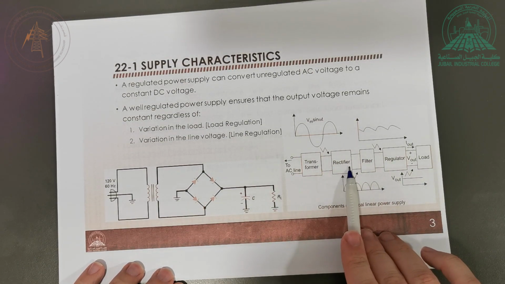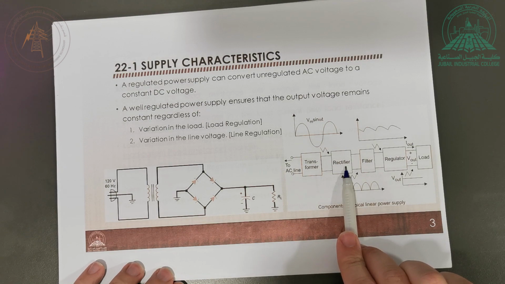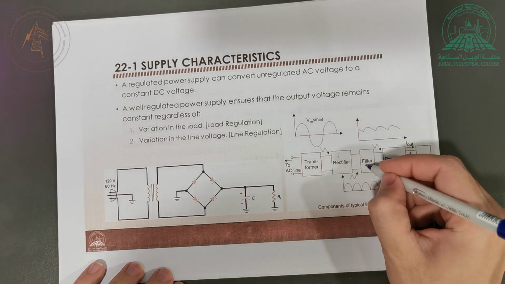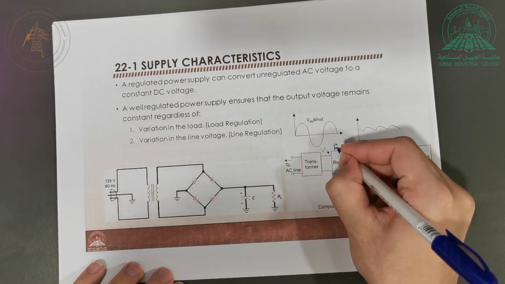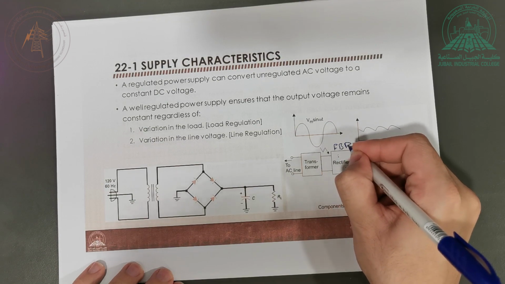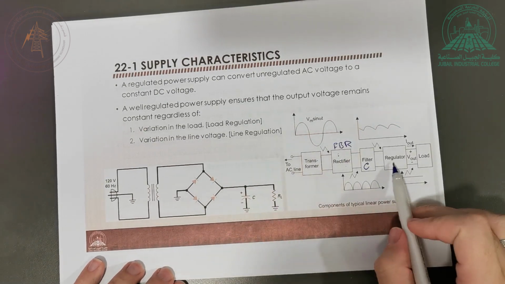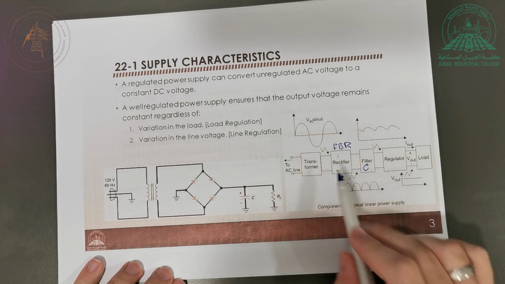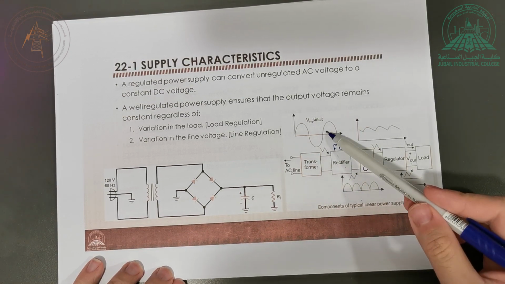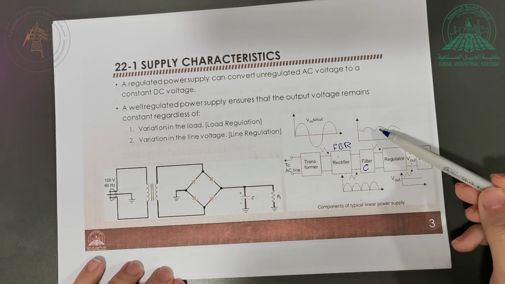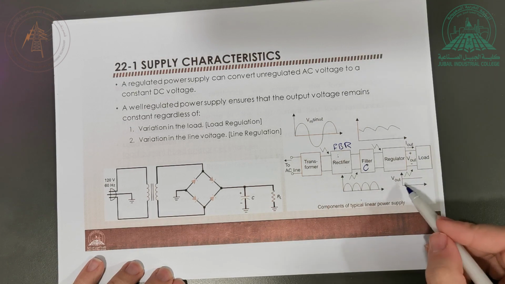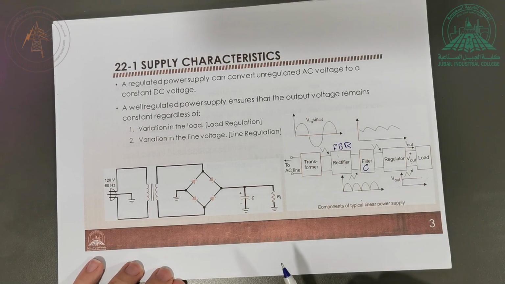We have the transformer, full wave bridge rectifier, then the filter in the form of the capacitor. Here we have the full wave bridge rectifier. Here we have the transformer, and then we have the regulator. So hopefully, here you can see the output. This is the input, this is the output of the rectifier, this is the output after the capacitor, and this is the final output after the regulator.